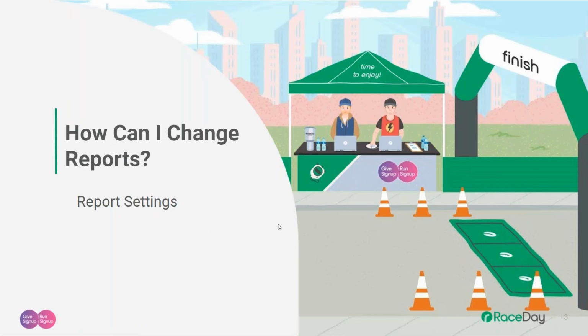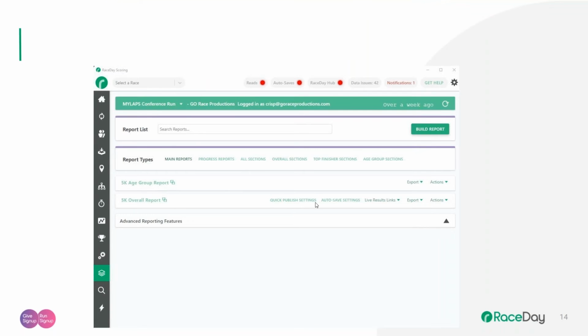So, all right, on to how can I change the reports? What we're going to do is go through all of the functions straight across right here. The first few are not actually changing the reports. It's just things that you can do from the report side. So the first one is the quick publish settings.